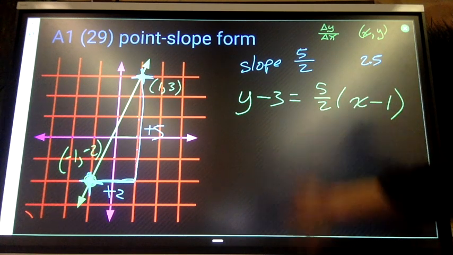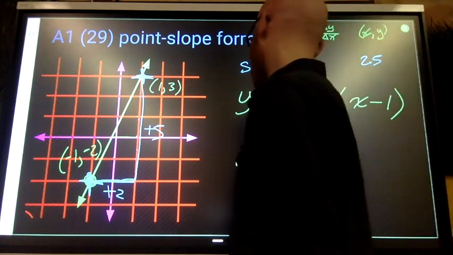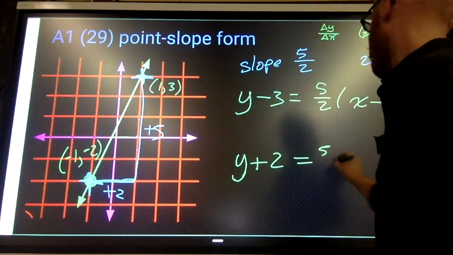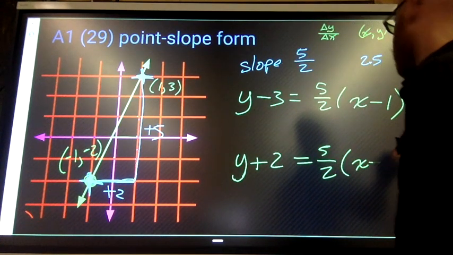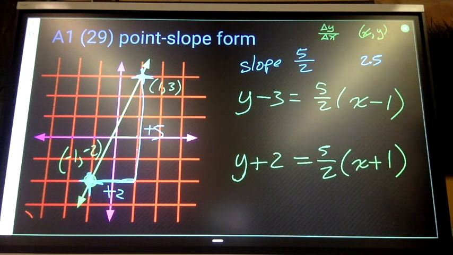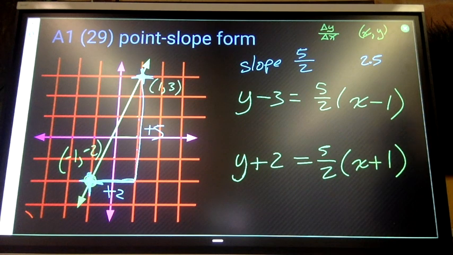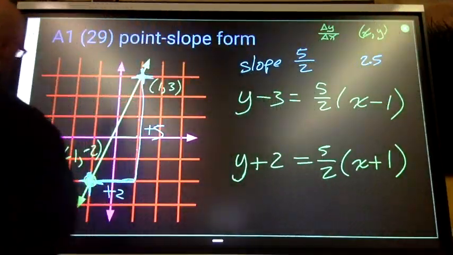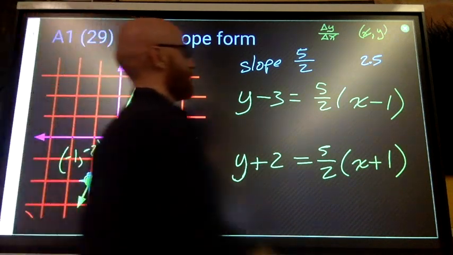If I had used my other point, we would have y plus 2 equals 5/2 x plus 1. Alright, and remember the pluses are because I'm subtracting a negative. Subtracting a negative is like adding. Alright, switching contexts.